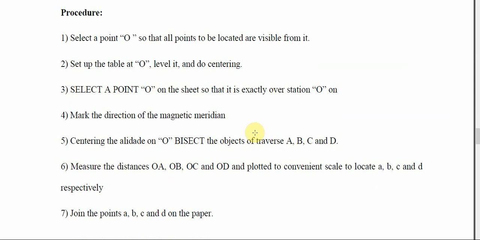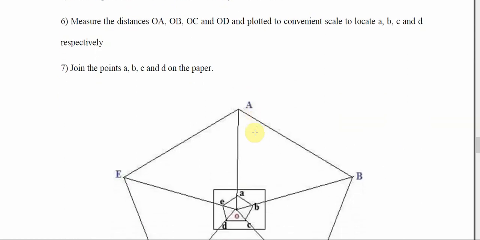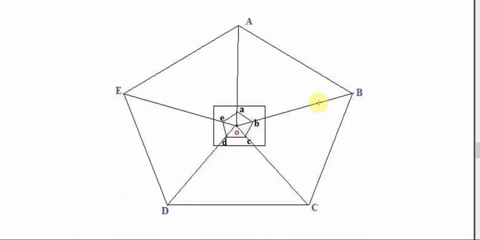Now, centering the alidade on O, we will bisect the objects A, B, C, D, and E, and we will draw the rays OA, OB, OC, OD, and OE. Then we'll measure the distances OA, OB, OC, OD, OE on the ground, and then we'll convert them to some scale and plot them on the paper. So this is the radiation method, a very simple method.